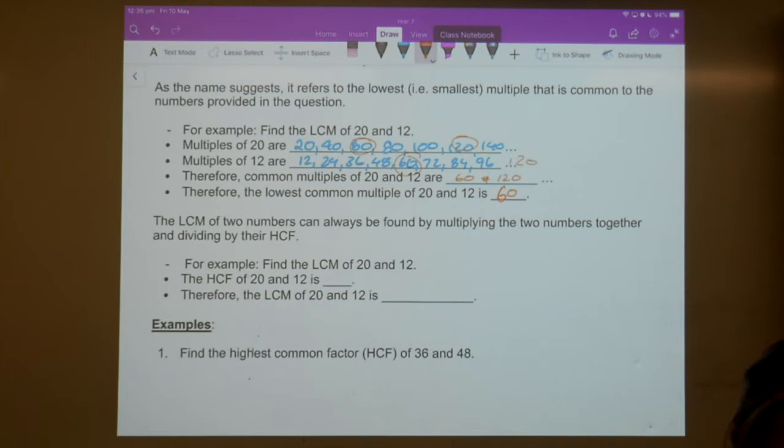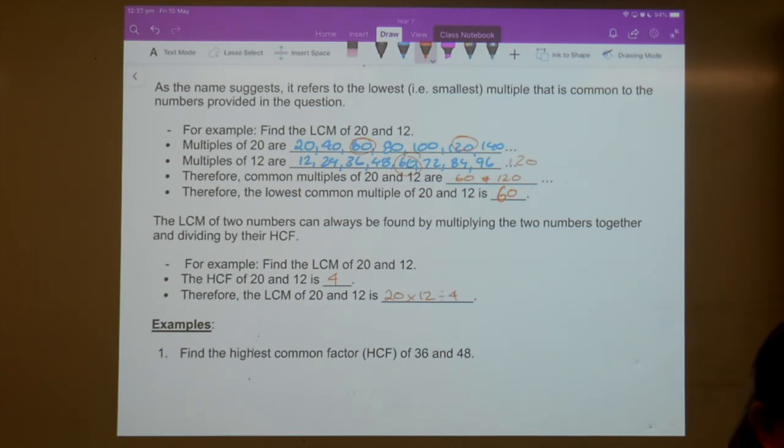So, 12, we decided was 1, 2, 3, 4, 6, and 12. 20 has 1, 2, 4, 5, and 10. It's 4. So the highest common factor is going to be 4. Yeah, I thought so. Alright, so now what we're going to do to find the lowest common multiple, we're going to go 12 times 20, and then we're going to divide that by 4.